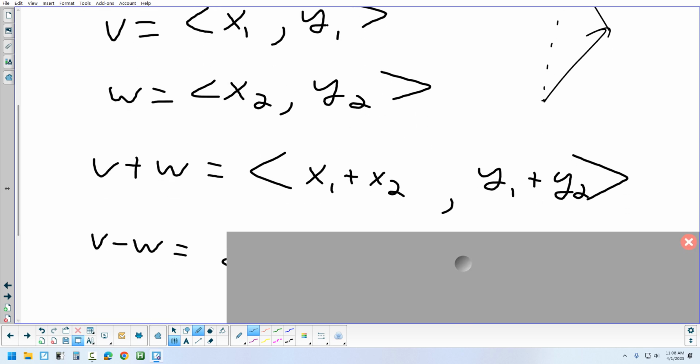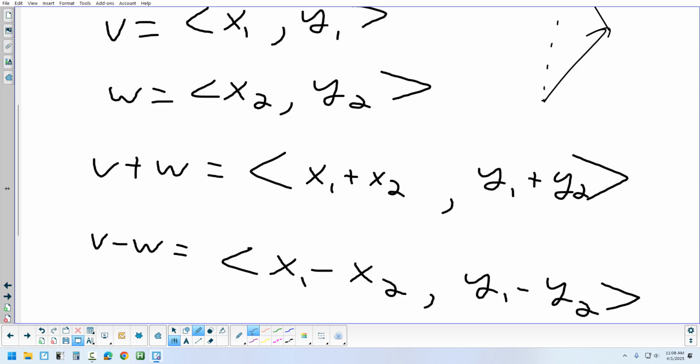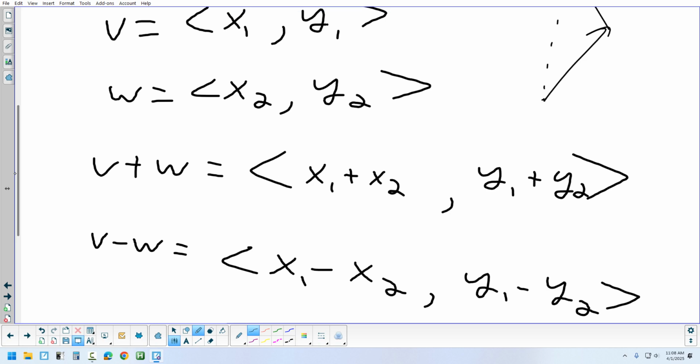Right, now subtraction. If we wanted to subtract 2 vectors, you'd have to take the first vector, flip the second vector around, put it on the end of the first, and then draw in your diagonal. Well, now, doing it numerically, it's going to be a lot faster. Just take the horizontal components, subtract them, take the vertical components, and subtract them.